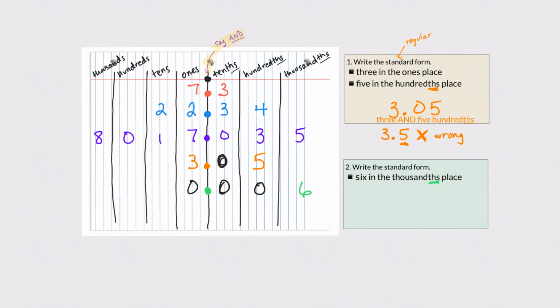So our standard form is going to look like this. Let me get my color back. 0.006. And if we were going to read that correctly, we can come back to our place value chart. We're going to read over here. We would say 0 and 6 thousandths. And that's how you would read it.